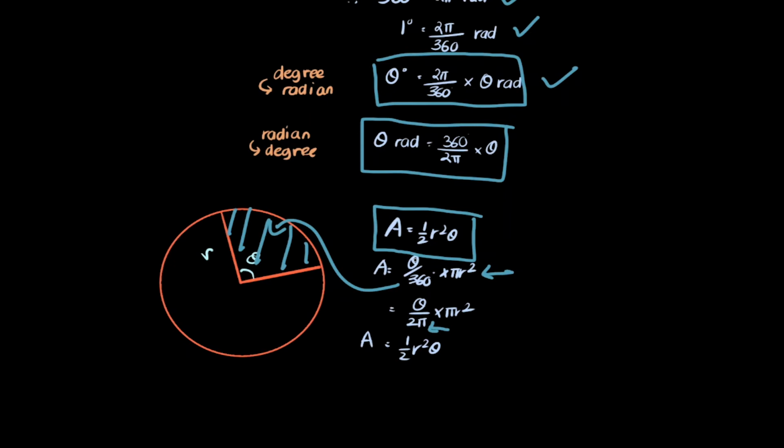So if you want to calculate with the theta value in radian mode, with theta expressed in radians, we use this formula, which is theta by 2 pi into pi r squared. So this pi and this pi get cancelled, so it's just half r squared theta. Here, this is the original formula. Okay.